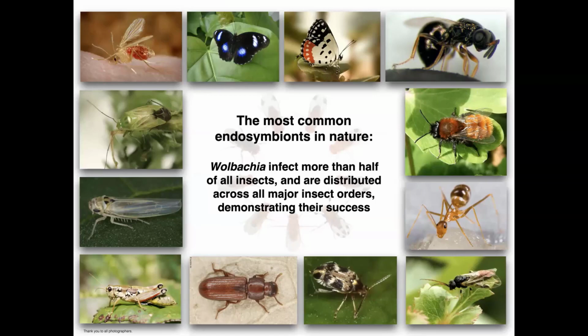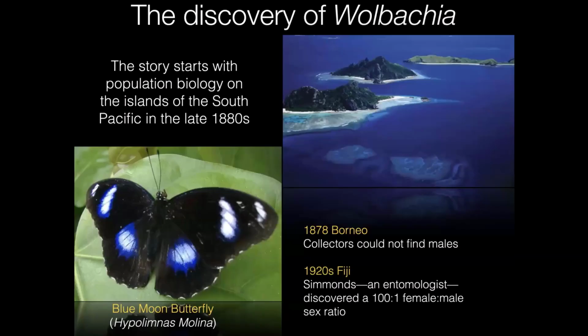So some of what I present here at the beginning will be a little overlapping with the past speakers, but I want to give a little bit of an introduction just for people that may not have seen the prior two. I think the discovery of Wolbachia is interesting because the story starts with population biology. And as I said, I'm a population biologist. It was on the islands of the South Pacific in the late 1800s. Specifically in 1878 in Borneo, collectors could not find males of the blue moon butterfly shown here. And then in the 1920s on Fiji, Simmons, who's an entomologist, discovered a 100-to-1 female-male sex ratio.